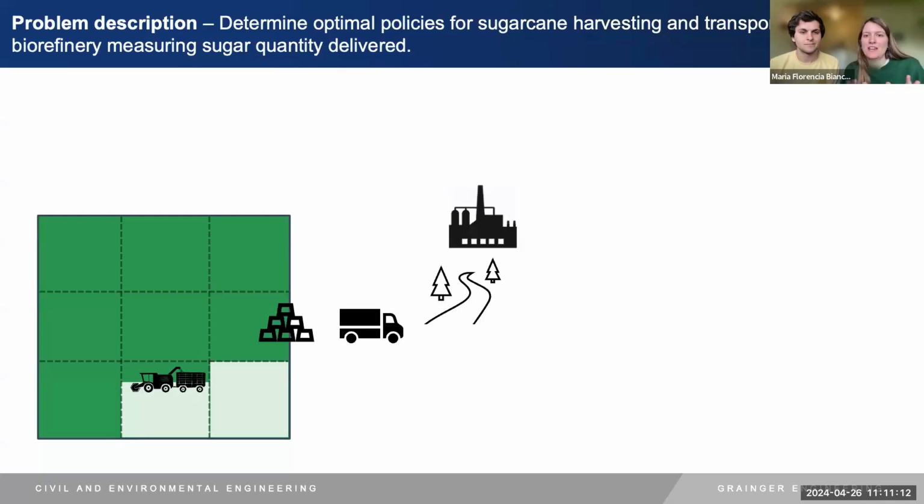I'm going to explain the process we considered. Sugarcane is harvested by a harvester that drops the crop into a wagon, and the wagon delivers the crop to the edge of the field where it is stored until trucks come to pick it up and deliver it to a biorefinery where the sugar content is extracted to produce biofuels.